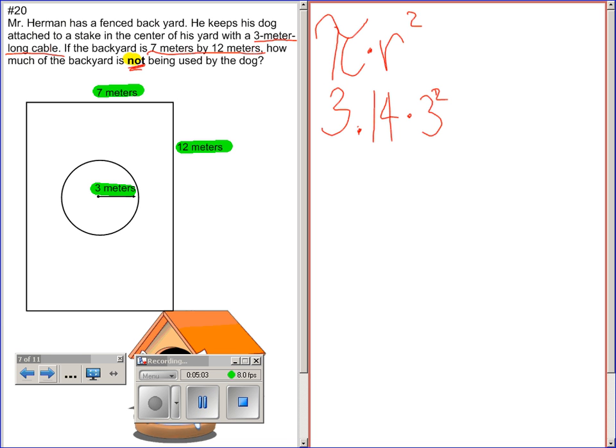To square the radius, you multiply it by itself, since it is 3 squared. So 3 squared is 9. So 3.14 times 9 is 28.26 meters squared.